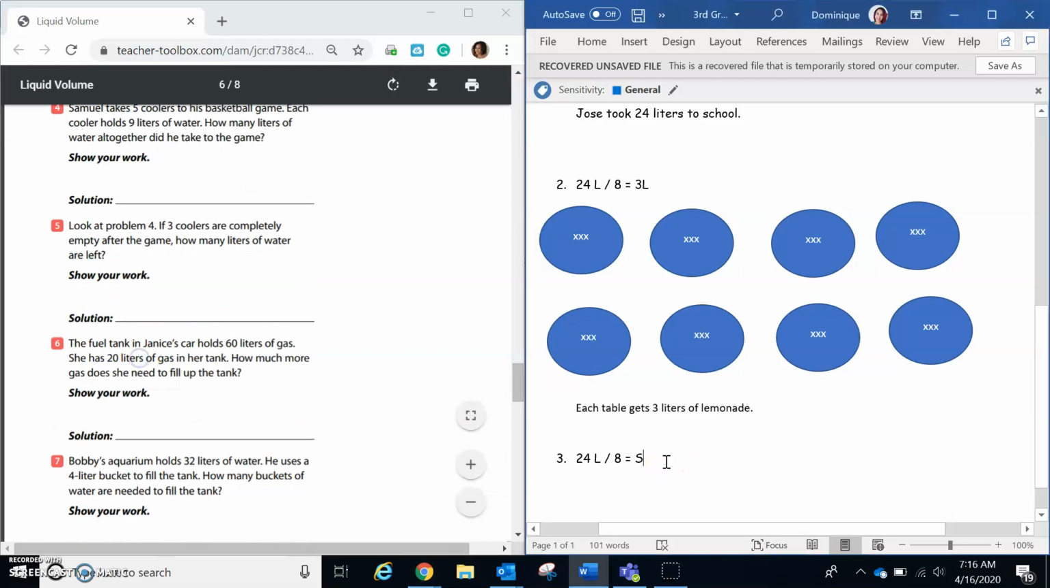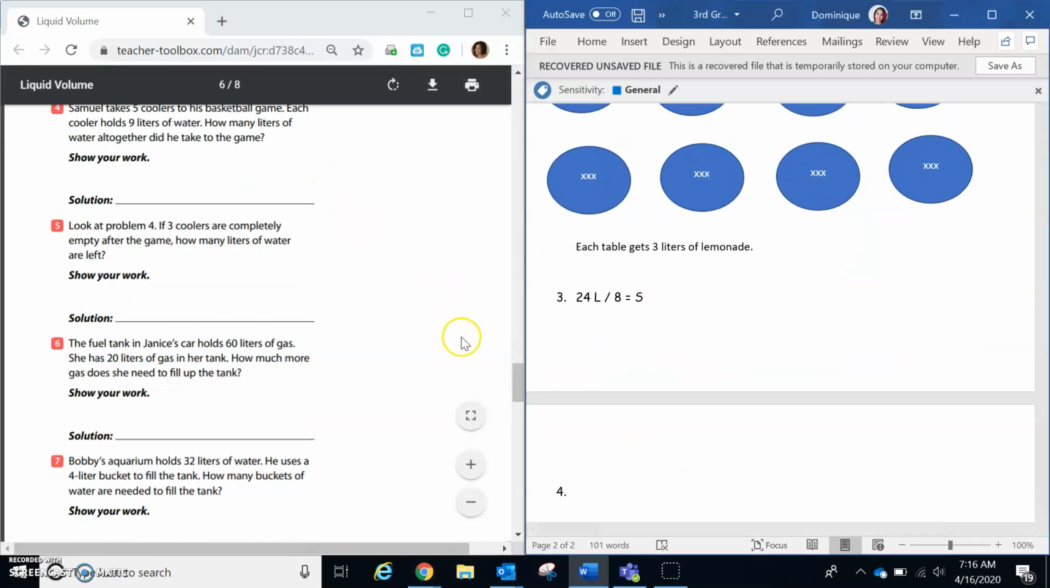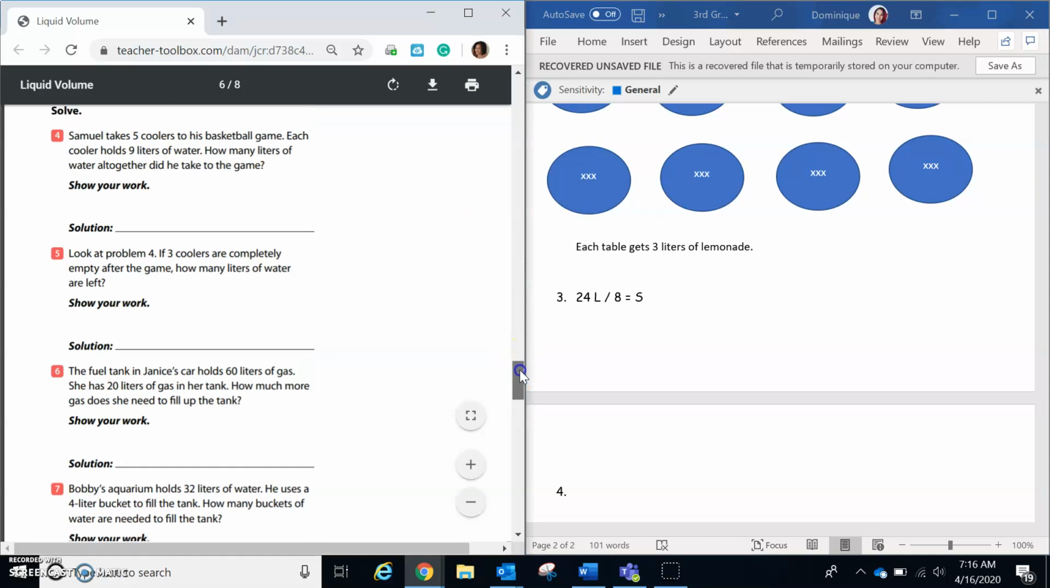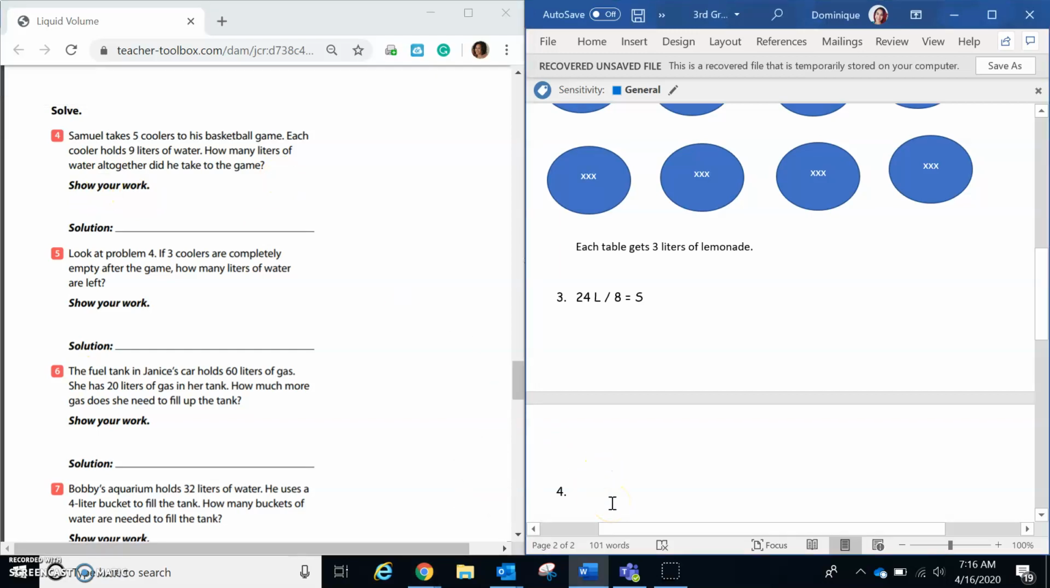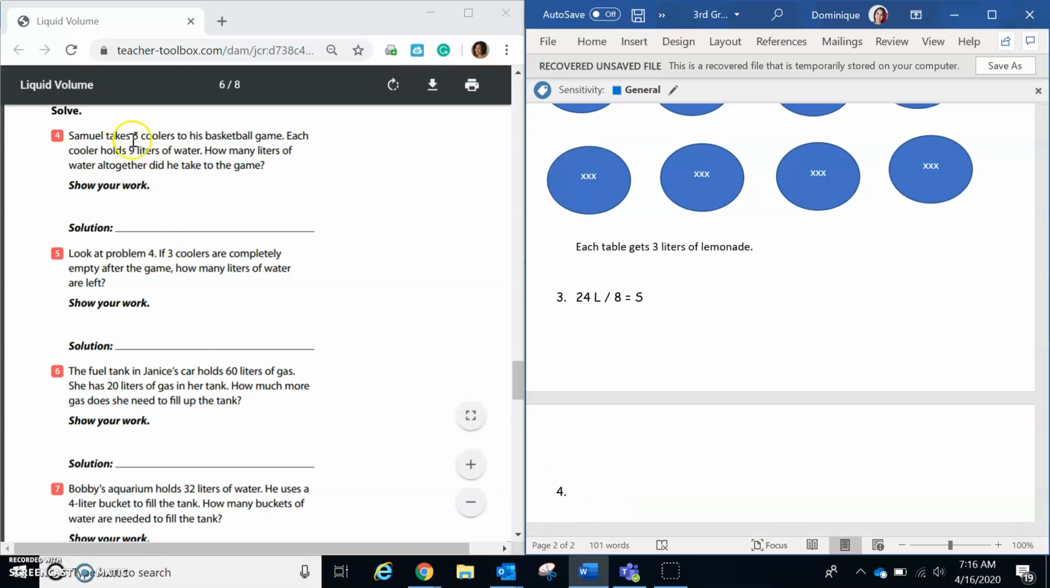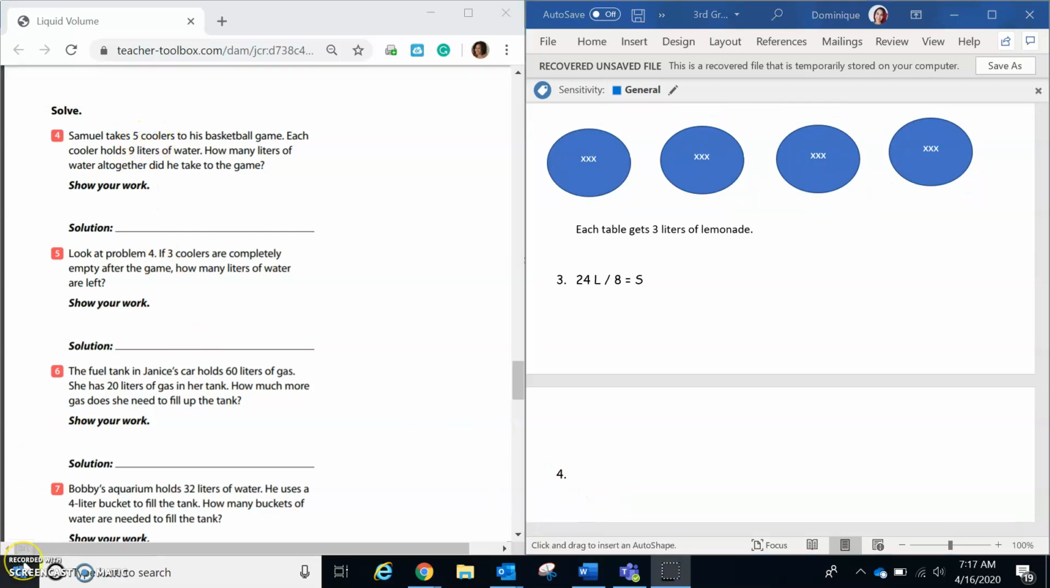Number 4. Samuel took 5 coolers to his basketball game. Each cooler had 9 liters of water. How many liters of water altogether did he take to the game? Show your work. So he had 5 coolers and each one had 9 liters in them. Let's draw this out. So what I'm going to do is I'm going to draw my 5 coolers. You can also pause the video at this time to draw your 5 coolers as well.